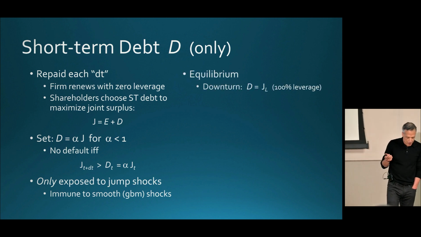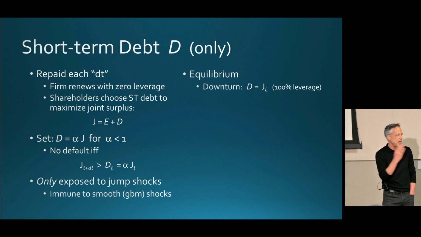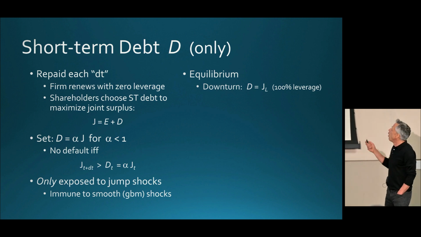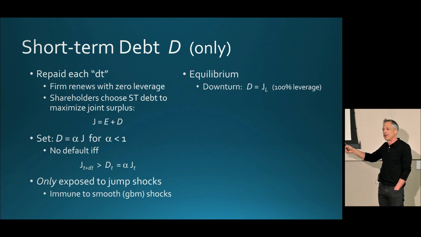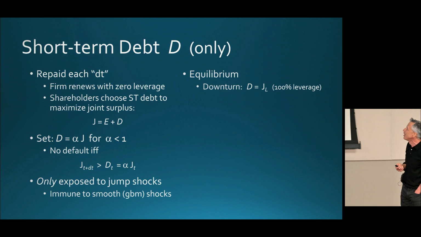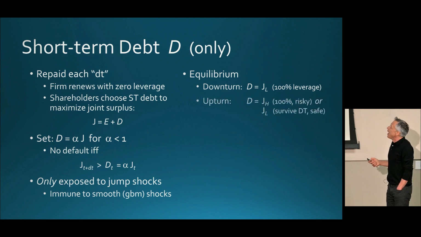In the downturn, because the next big shock is just game over, and we don't care about anything after that, we're going to push leverage all the way to 100%. Short-term debt's going to be equal to that entire surplus. So we're going to have 100% leverage in the downturn. And what about in the upturn? Well, in the upturn, we have a choice.